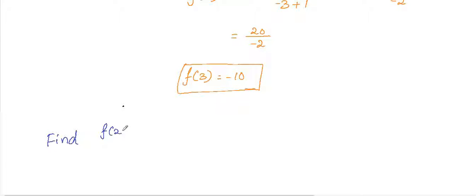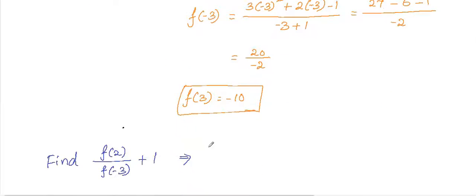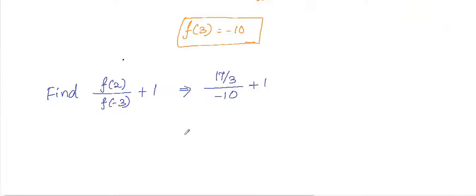Now solve for f of 2 divided by f of minus 3, plus 1. F of 2 value is 17 by 3, whole divided by minus 10, plus 1. So which becomes 17 by 3 times minus 1 by 10, plus 1. So now take LCD and solve.